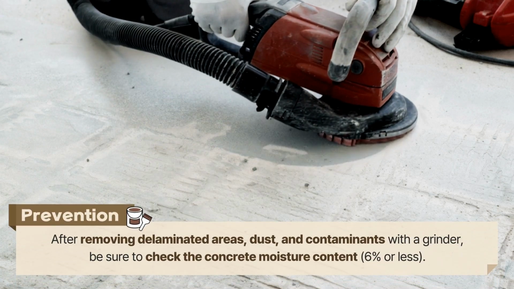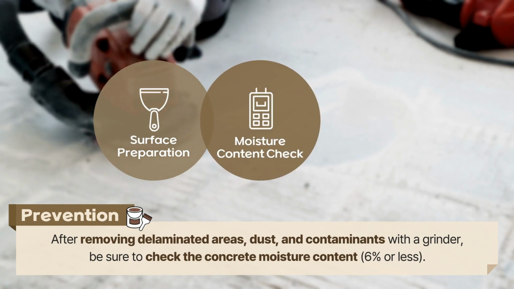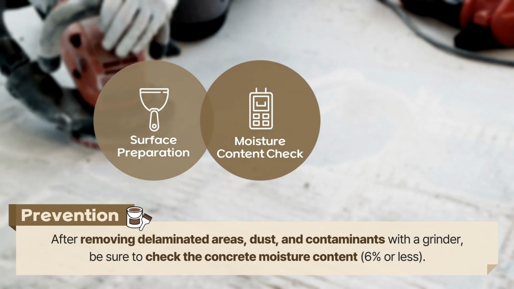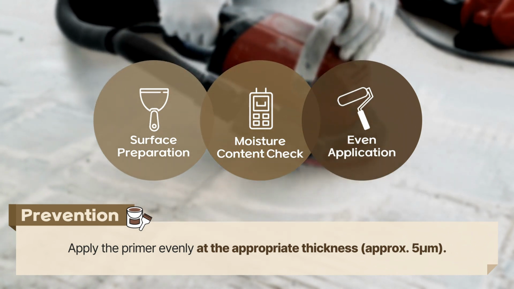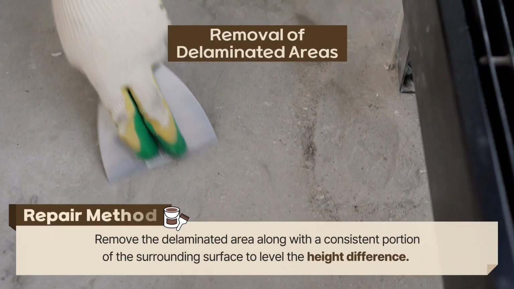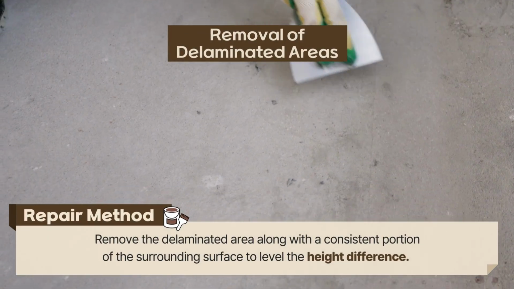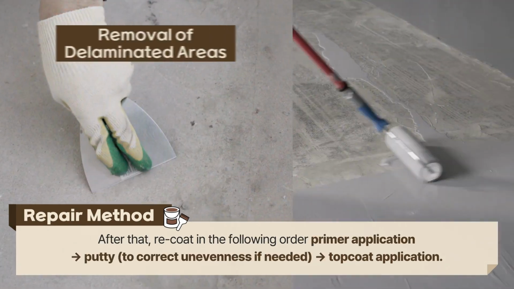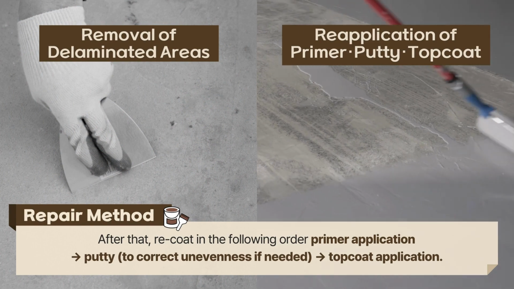After removing delaminated areas, dust, and contaminants with a grinder, be sure to check the concrete moisture content. Apply the primer evenly at the appropriate thickness. Remove the delaminated area along with a portion of the surrounding surface to level the height difference. After that, recoat in the following order: primer, putty, and then top coat.